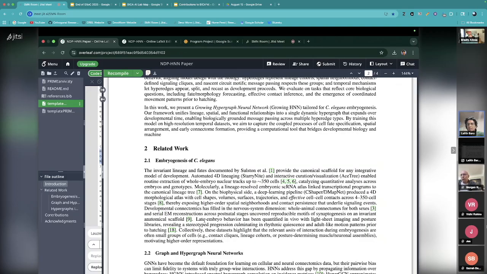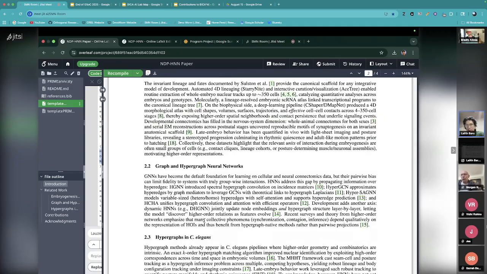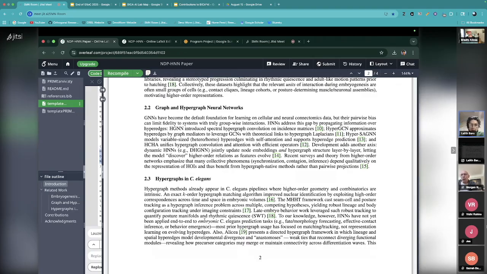Like how embryogenesis of C. elegans has been studied, starting from the Sulston work, and later we talk about some of the important discoveries in graph and hypergraph neural networks, starting from GCN, hypergraph GCN, and so on. Then we jump into the hypergraphs which have been used for C. elegans. I shared two of the papers previously, right? So how exactly do they do it? They use higher order geometry and combinatorics to understand the embryogenetic volumes present in the hypergraphs, and how they do that. That I have noted.